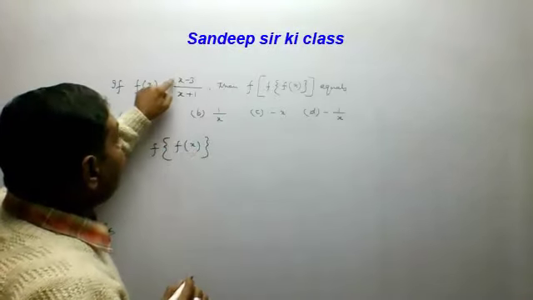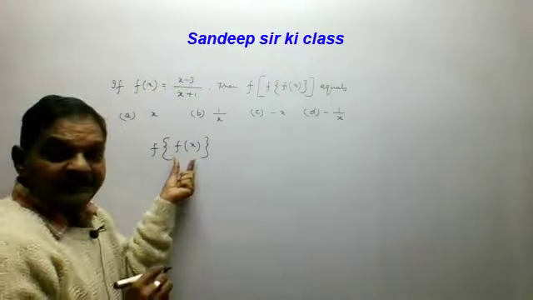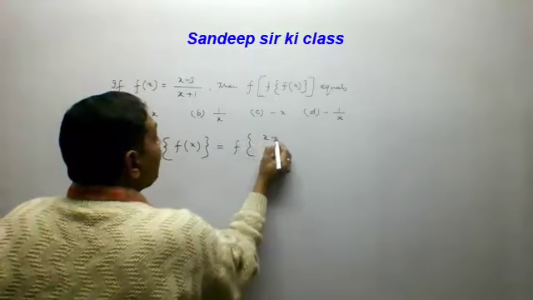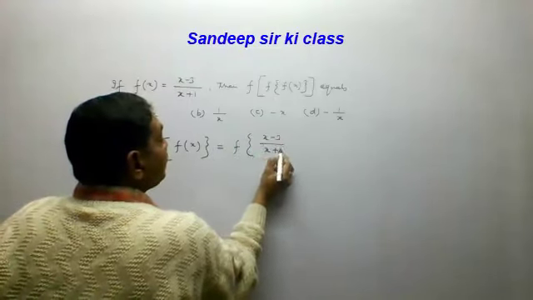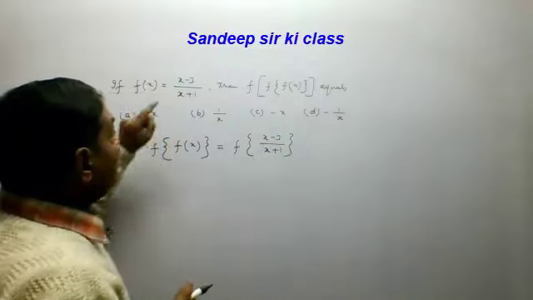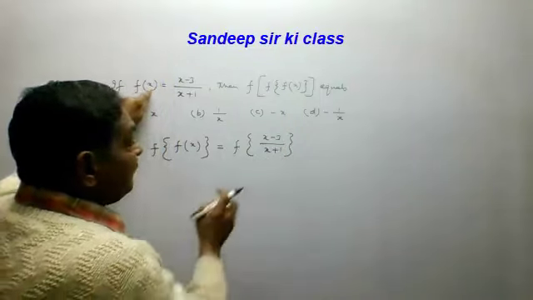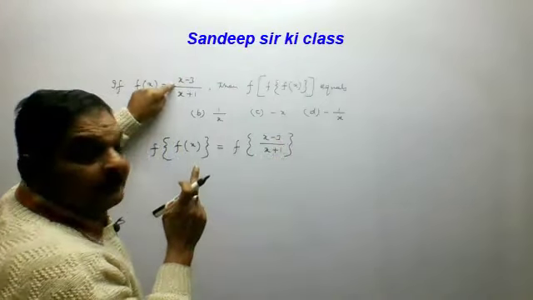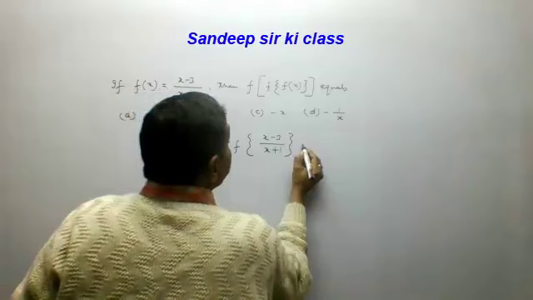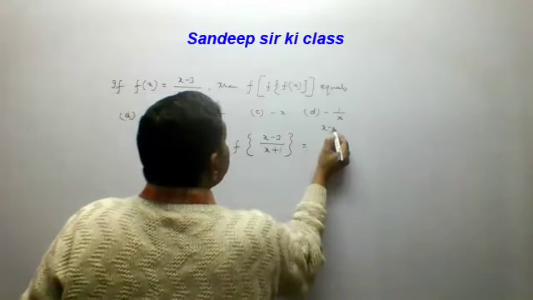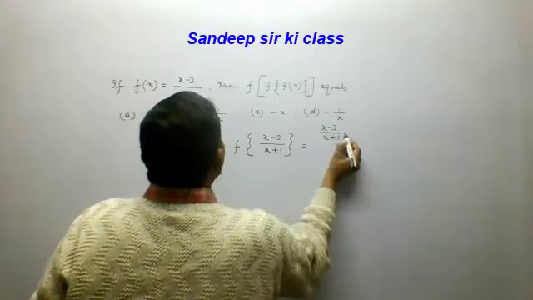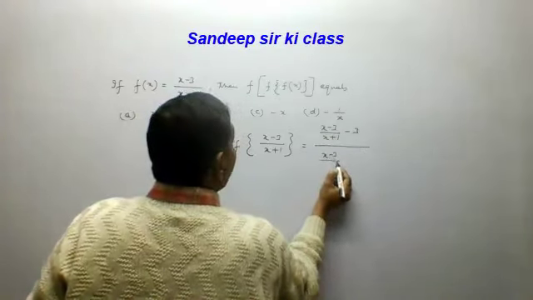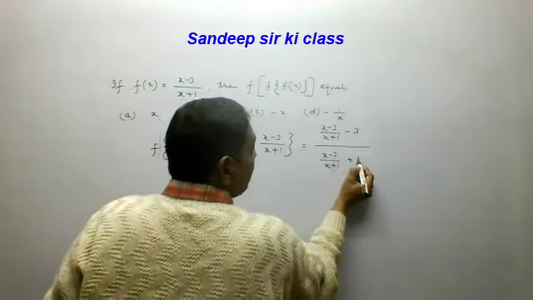Now f(x) is given (x minus 3) upon (x plus 1). Put this value here. So we obtain f of ((x minus 3) upon (x plus 1)). Now in place of x, here we have written (x minus 3) upon (x plus 1). So here also we will be writing in place of x this value. So we obtain this is equal to ((x minus 3) upon (x plus 1) minus 3) upon ((x minus 3) upon (x plus 1) plus 1).